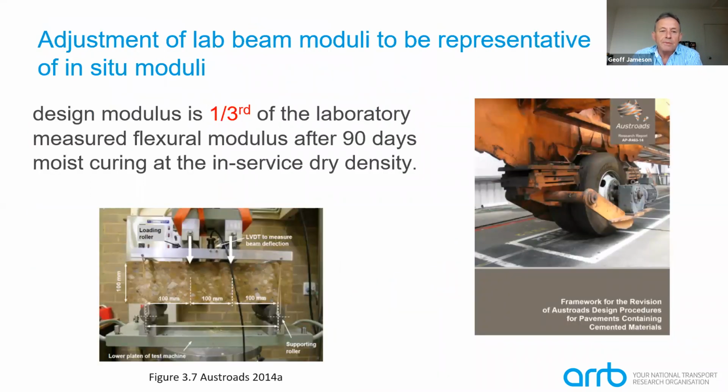So what we've developed based on the research that we've done is that the design modulus is 1/3 of the laboratory modulus after 90 days moist curing at the in-service dry density. And that value of 1/3 was developed by research that we've done under accelerated loading and a program of laboratory testing. If you want further details of how that factor was developed, I refer you to that framework report shown on the slide here.